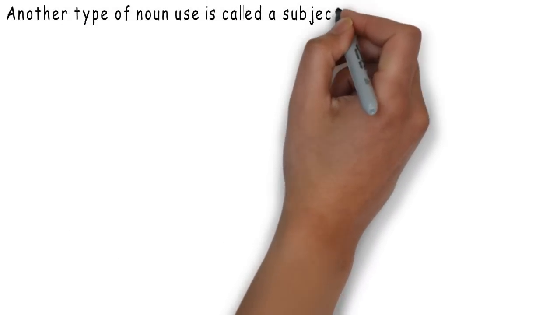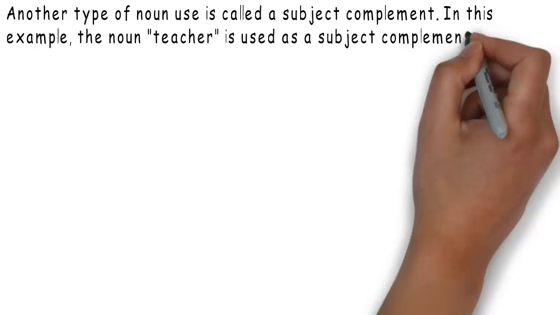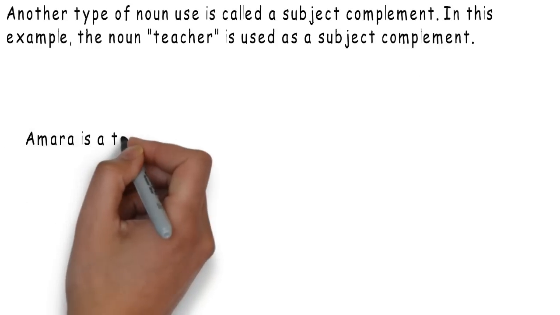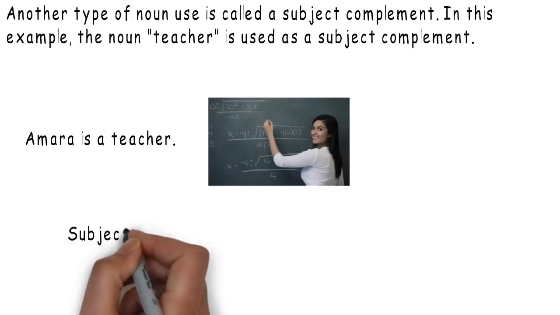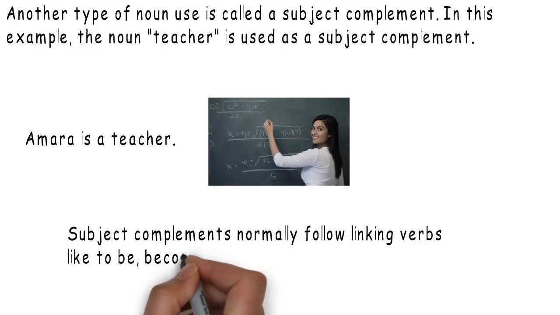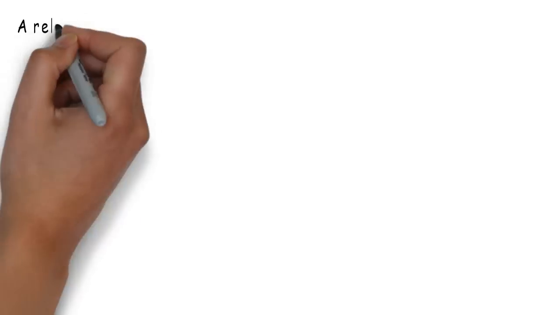Another type of noun use is called a subject complement. In this example, the noun teacher is used as a subject complement. Amara is a teacher. Subject complements normally follow linking verbs like to be, become, or seem. A teacher is what Amara is. She's pretty.